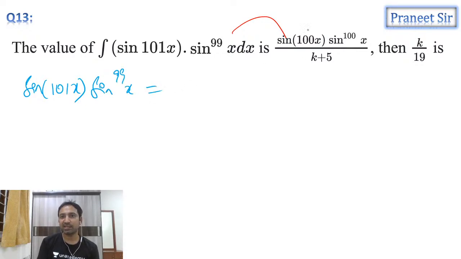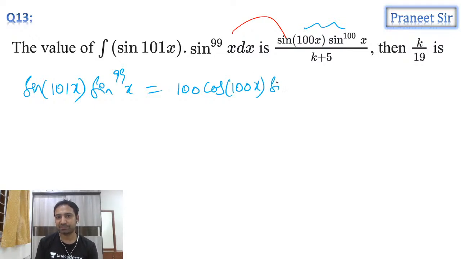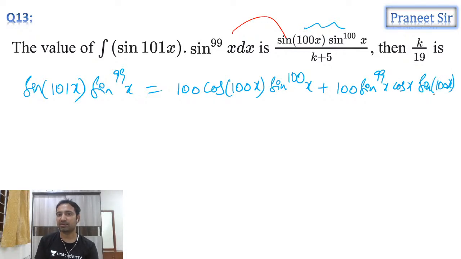is equals to, and here we need to use the UV rule, guys. If I use the UV rule, first function differentiation into second function, plus first function into second function differentiation. Second function differentiation is 100 into sine power 99x into cos x into sine of 100x, by denominator k plus 5.